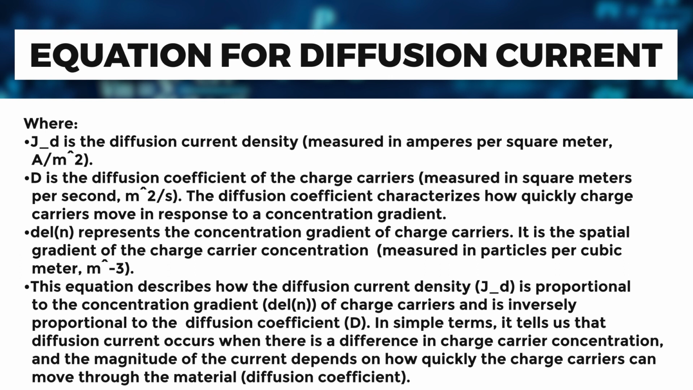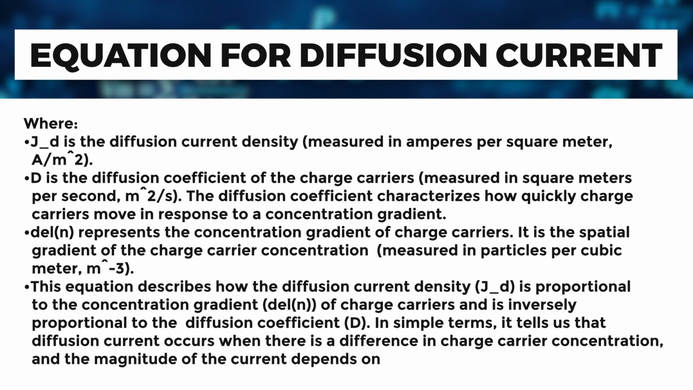This equation describes how the diffusion current density is proportional to the concentration gradient of charge carriers and the diffusion coefficient. In simple terms, it tells us that diffusion current occurs when there is a difference in charge carrier concentration, and the magnitude of the current depends on how quickly charge carriers move through the material.